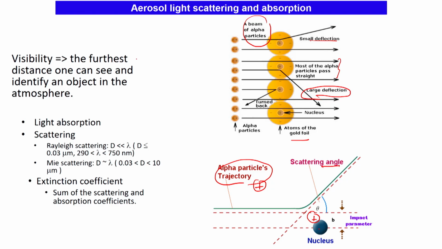One thing that is very important is what happens because of aerosol light scattering and absorption: visibility will be affected. And what is visibility? It is the farthest distance that one can see and identify an object in the atmosphere. So when the atmosphere is clear, our radiation from the eyes can go and see a larger distance. You can see and identify an object even at a very large distance.